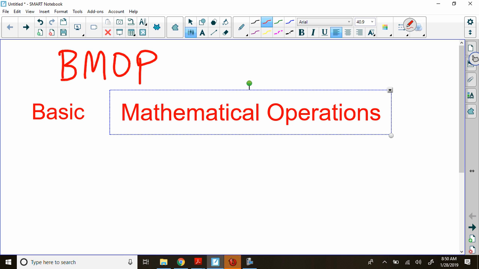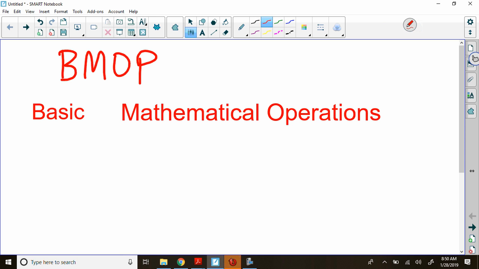is going to be polynomial division. And the operation of dividing requires that you can divide, that you can multiply, and that you can subtract. So I thought it would be a good idea to go all the way back to square one and just look at some basic mathematical operations like addition.